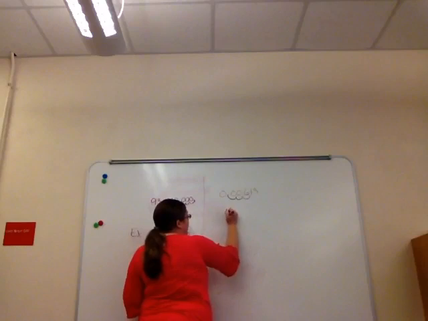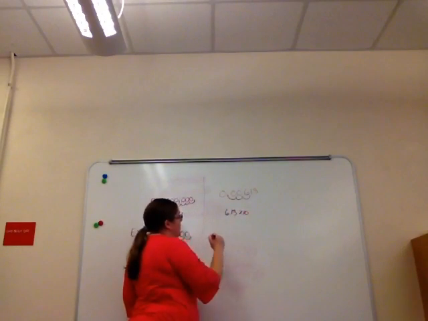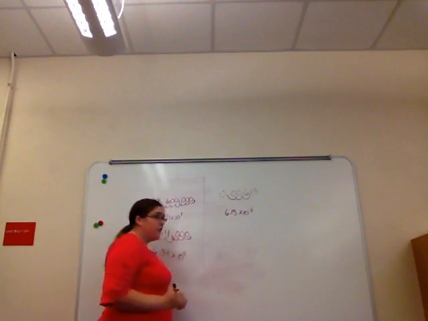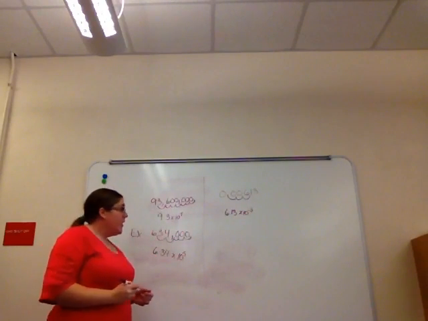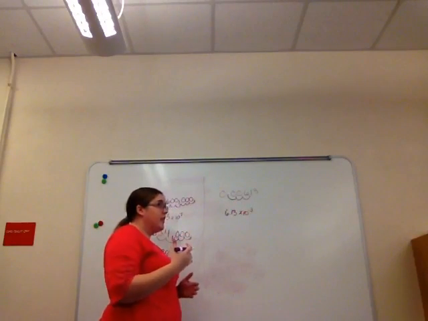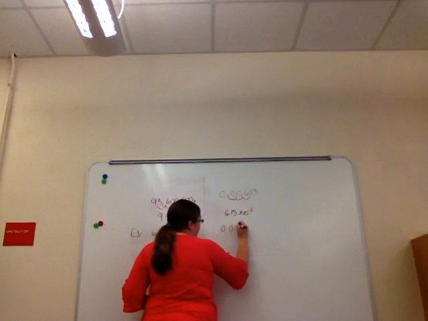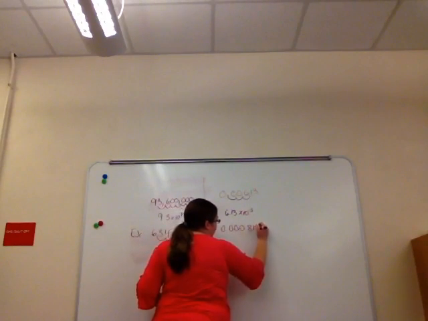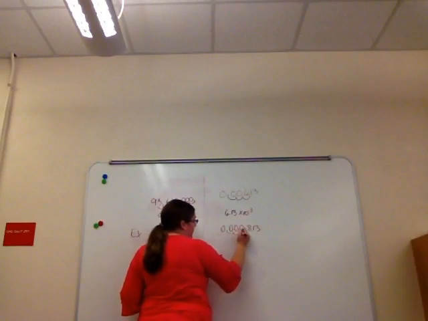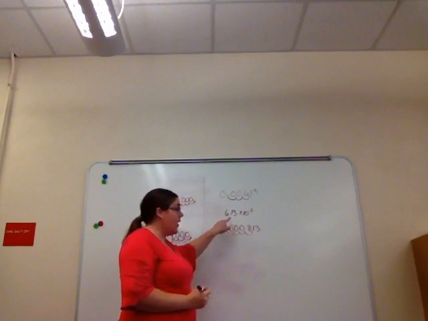So at this point, you have 6.13 times 10. Notice I moved it to the right 3 spaces, so it's going to be to the negative 3rd power. So if I'm moving it to the right, it's a negative exponent. Okay, let's try another one. Same concept, moving it to the right. Notice I'm still staying between the 1 and the 10.